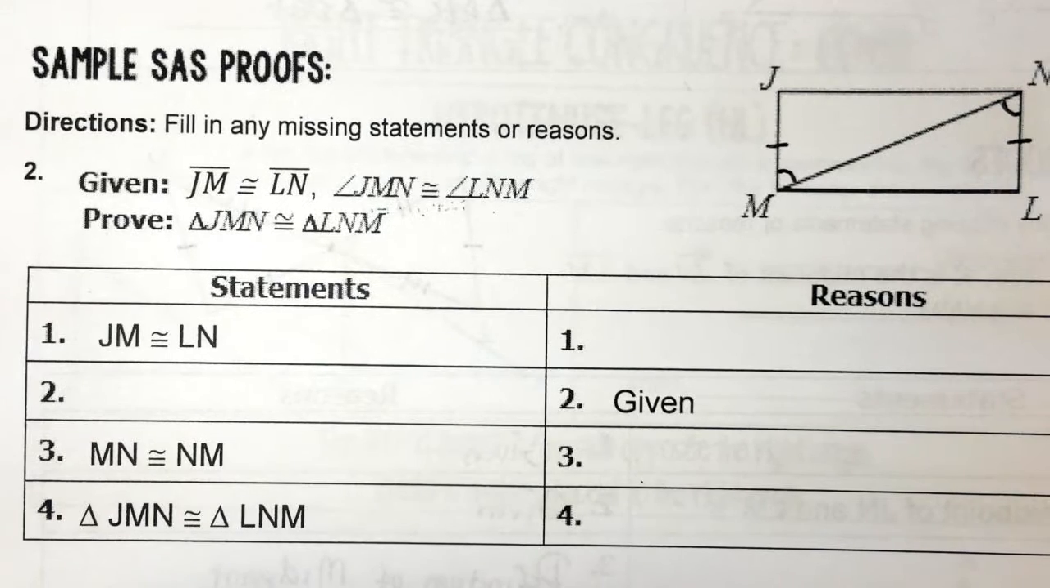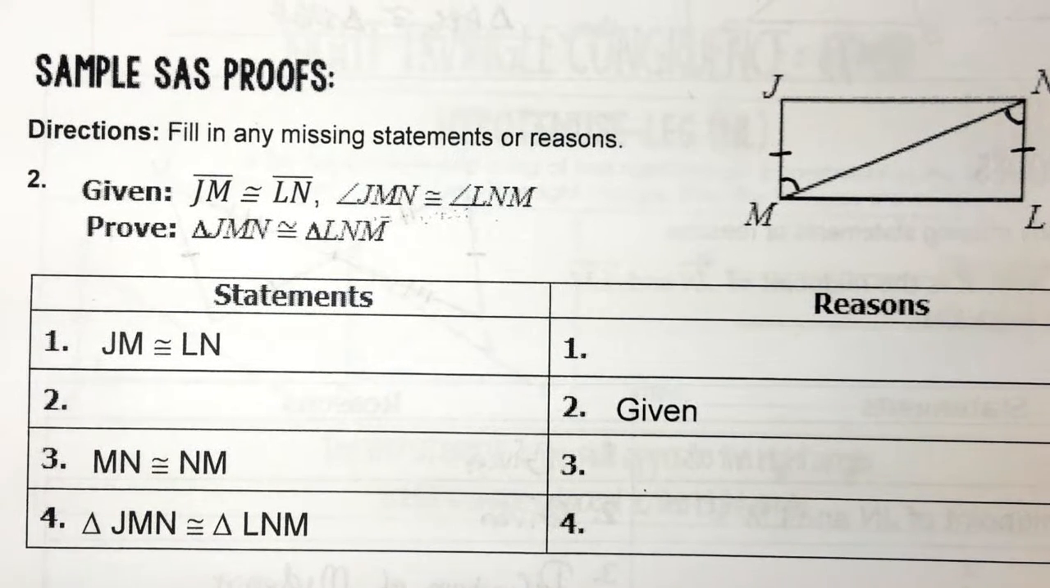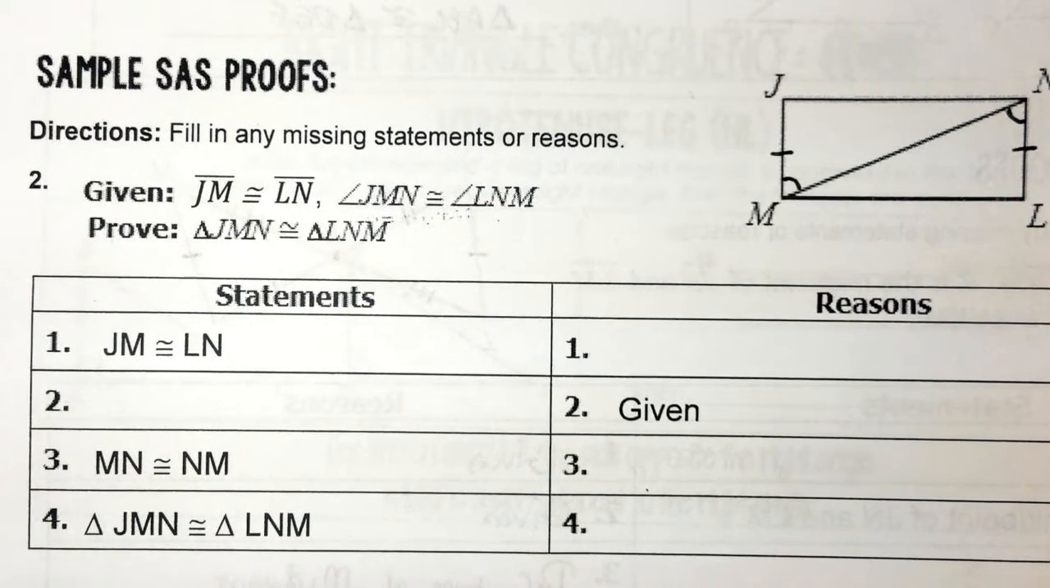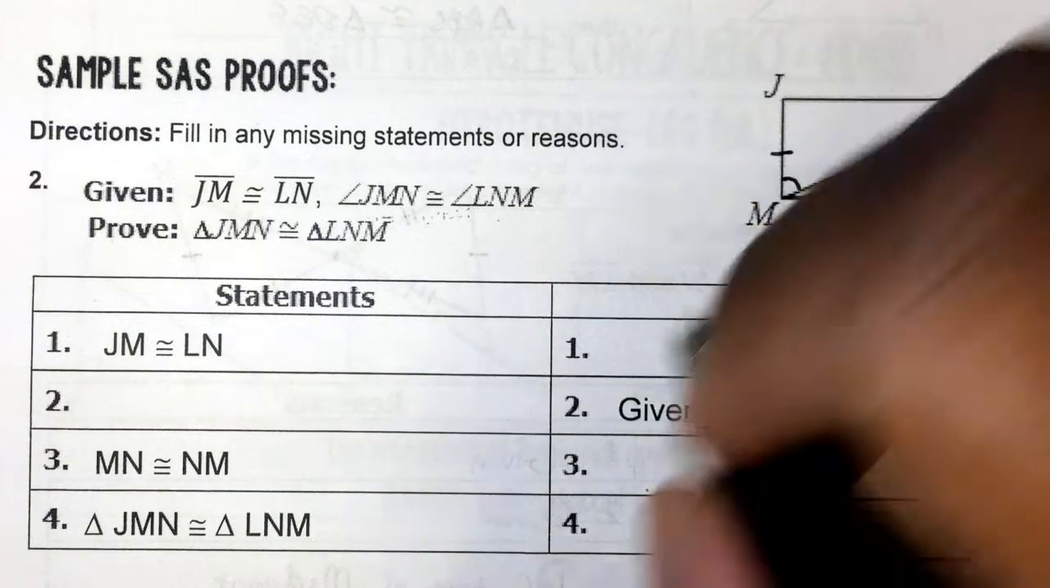Alright, writing through our proof now. We marked all our given stuff. JM is congruent to LN. Reason being, what, Kevin? Given.